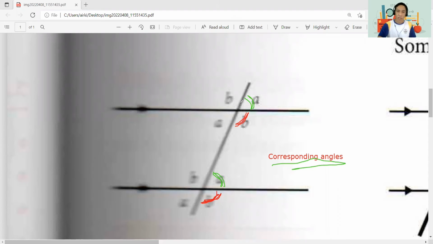Of course, on the other side, they are also the same. So angle B here and angle B here are also equal, and angle A here and angle A here are also equal because they are corresponding angles.